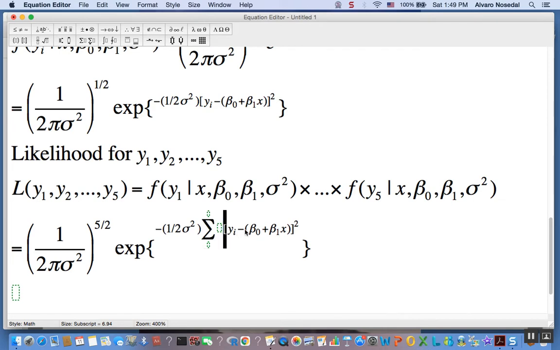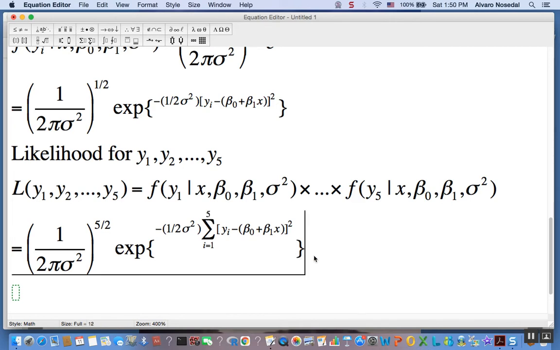So let me erase that. Okay, so I'm just going to be super specific about the number of terms that we have in that summation, that sum. Make sense? Easy, right? So that's the likelihood. We just multiplied this five times. We have y1, y2, y3, so on. We have five terms that look like this. Okay?